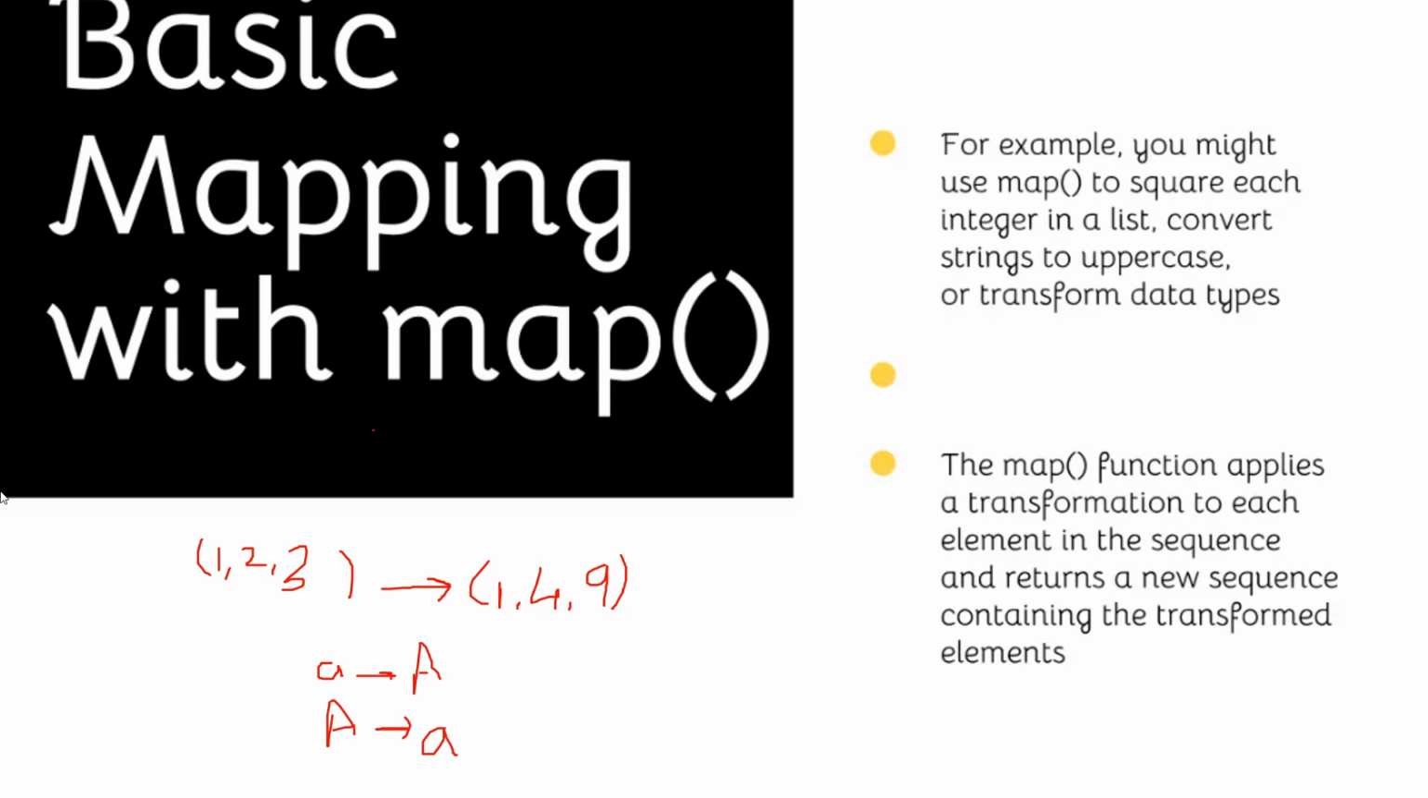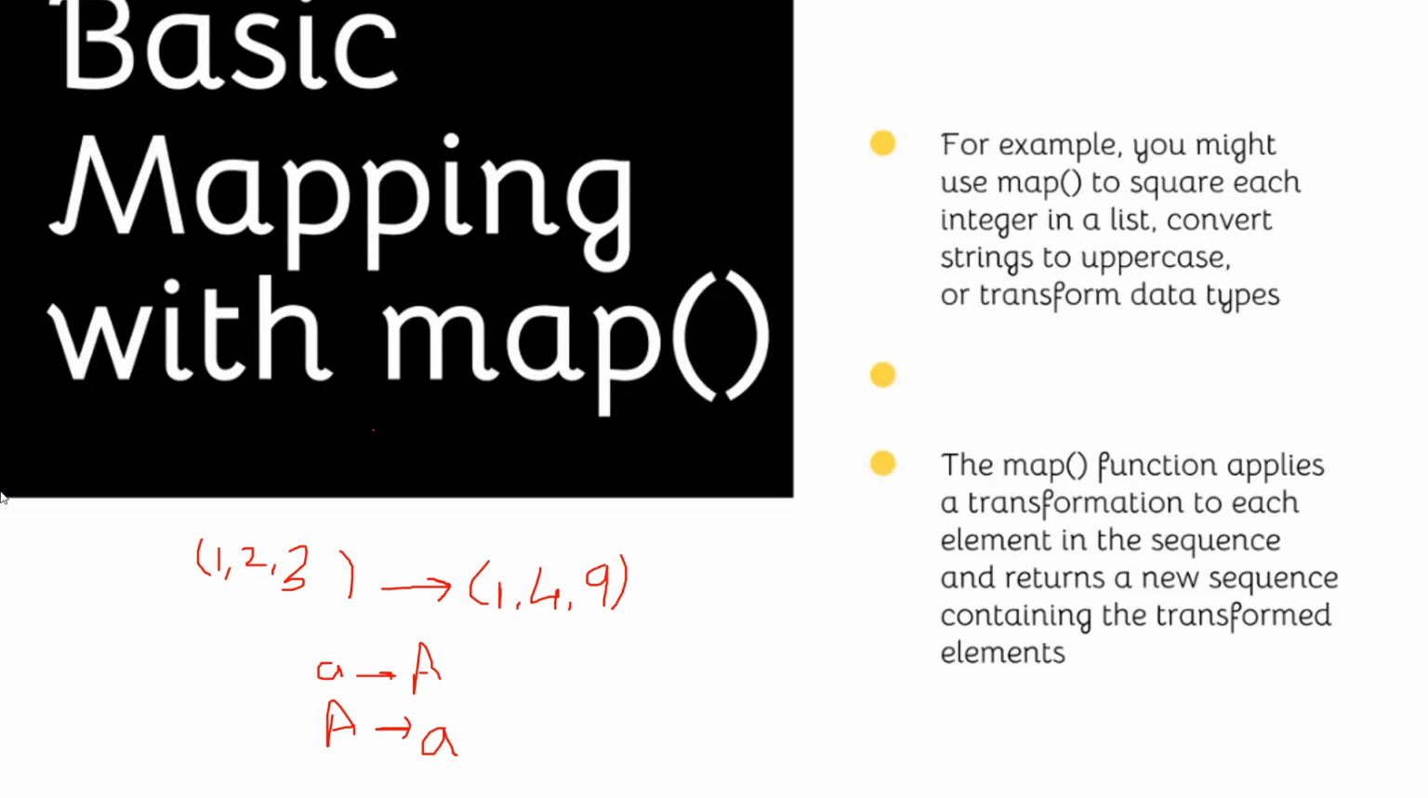Now let us discuss key points about map. Transformation does not change the original elements in the stream. Instead, it creates a new stream with the transformed data. As you can see, this is the original data, that is 1, 2, 3. This is a list of original data, and this is the transformed data after using map to square the integers in a list.